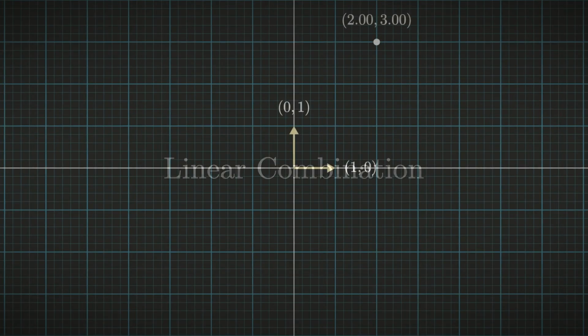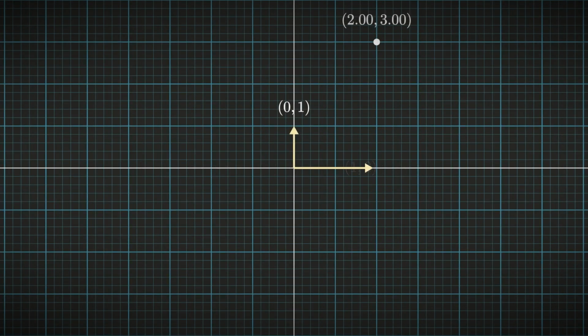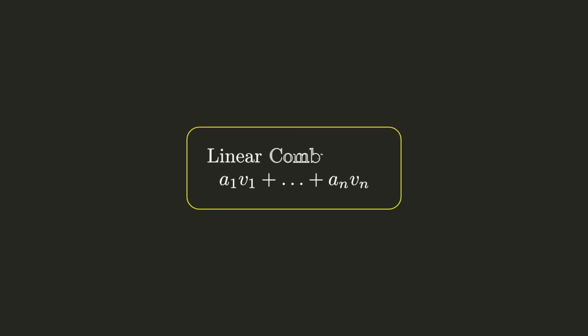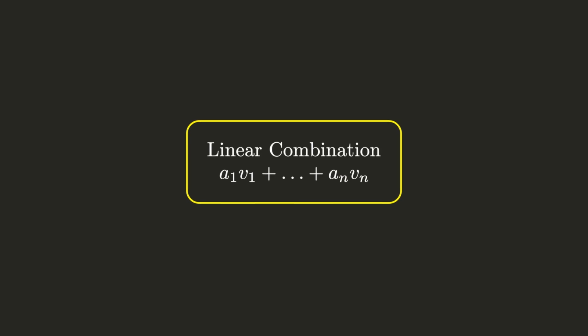So what is a linear combination? We've actually already seen it through visualization. Now let's try to formalize it with math expressions. Let's say we have a list of vectors v1 through vn. Then multiplying each of them by a scalar and adding them up generates a linear combination, where a1 through an are the coefficients. There you have it, the definition of a linear combination.